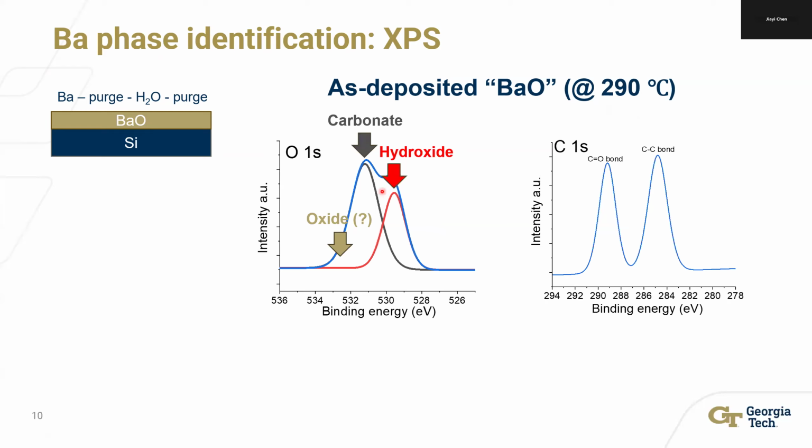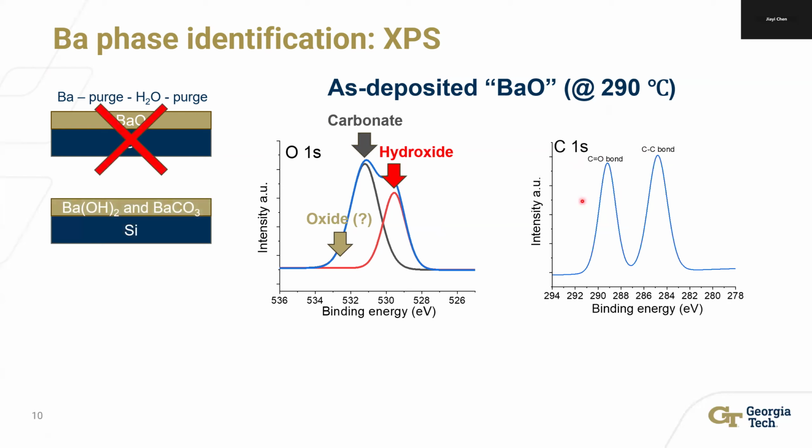Then I look at the carbon 1s spectrum, and again I see two peaks. The peak with lower binding energy is a carbon-carbon residual carbon peak, and the peak with higher binding energy belongs to carbonate.